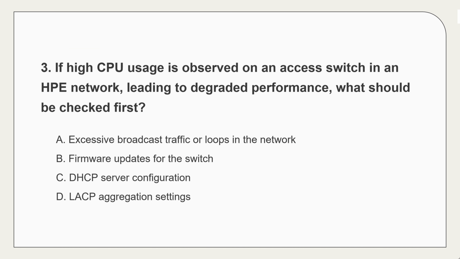So the correct answer is: high CPU usage on a switch is often caused by broadcast storms or loops. Checking for excessive traffic and ensuring STP is configured correctly is the first step.